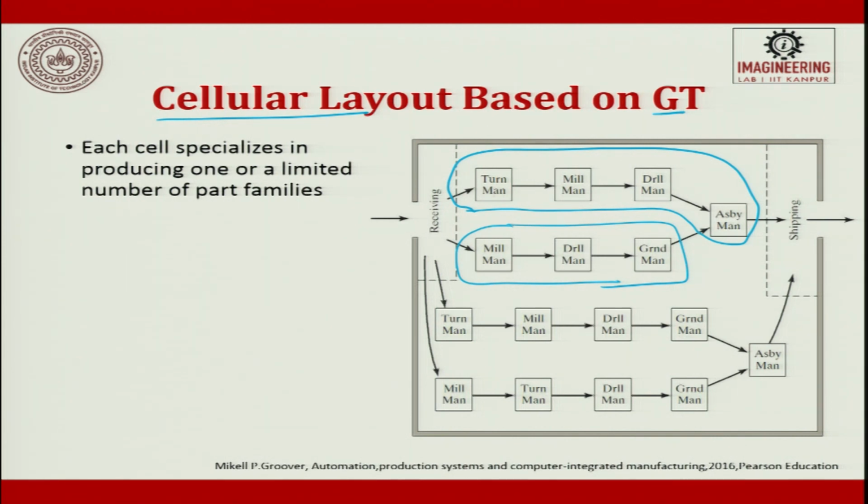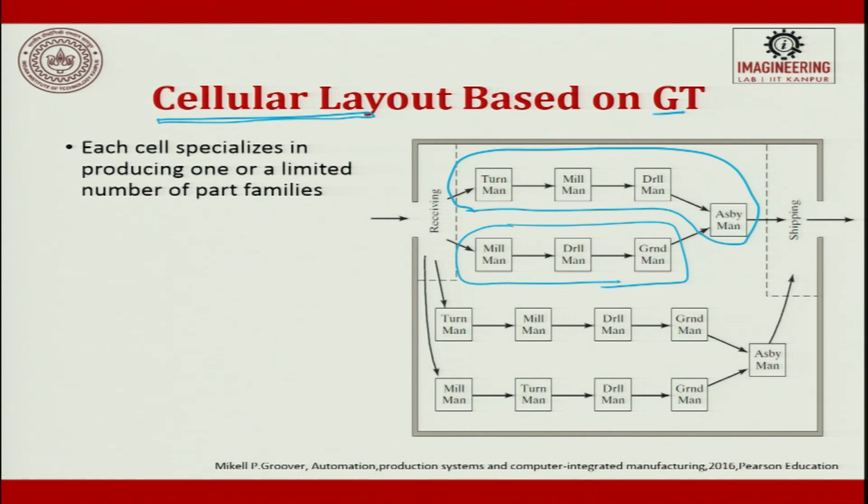So, based on the layout, how have I done? Looking into the parts, the machines are now grouped depending upon the part. Here, this is called a cell layout. Basically, like your cell phone, we also call it a cellular layout.